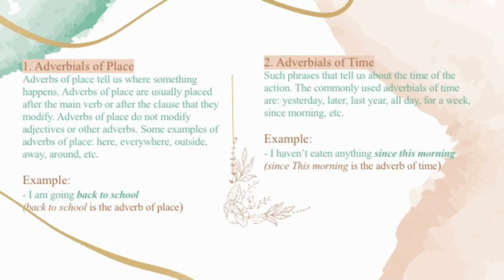Adverbials of place. Adverbials of place tell us where something happened. Adverbials of place are usually placed after the main verb or after the clause that they modify. Adverbials of place do not modify adjectives or other adverbs. Some examples of adverbials of place are here, everywhere, outside, away, around, and etc. For example, I am going back to school. Back to school is the adverbial of place.